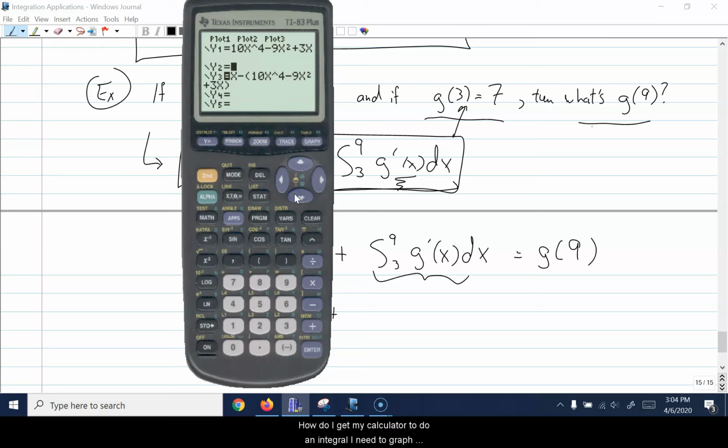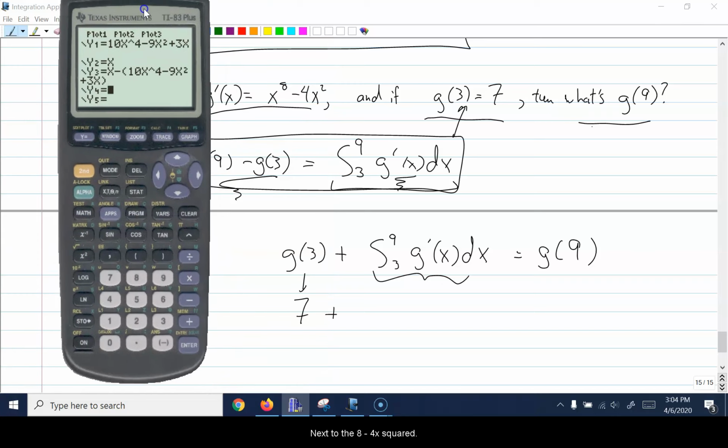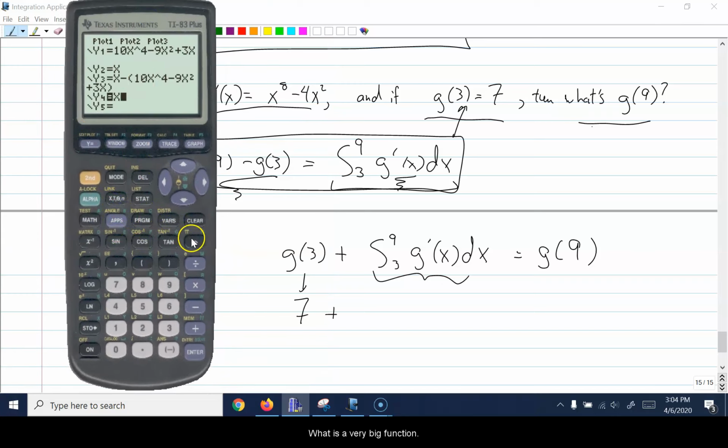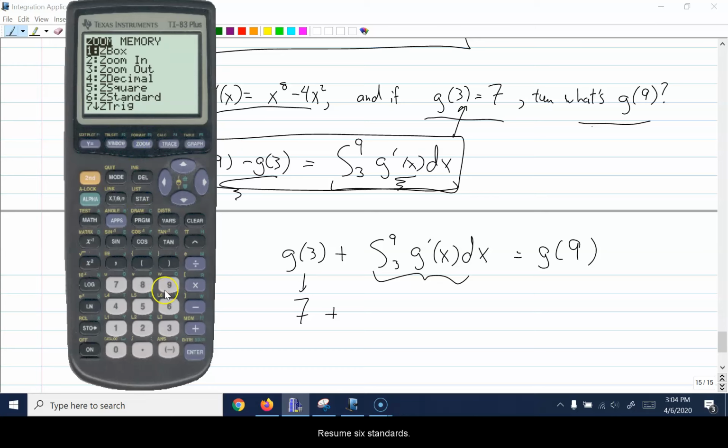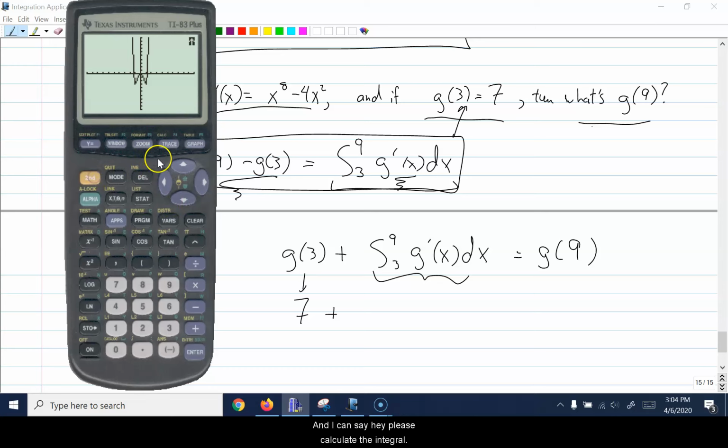How do I get my calculator to do an integral? I need to graph the function. What was the function? It was x to the 8 minus 4x squared. Oh, this is a very big function. I say graph it. Does my graph include the region from 3 to 9? No, it does not. Let's go to zoom 6, standard zoom. And I can say, hey, please calculate the integral from 3 to 9. And it's all up above the graph. That's okay. It matters left to right.